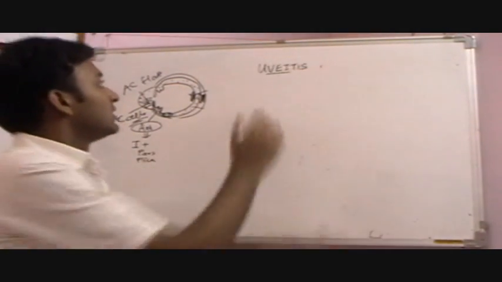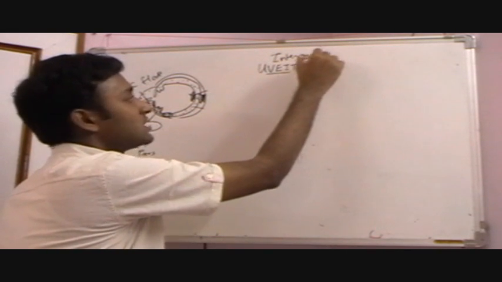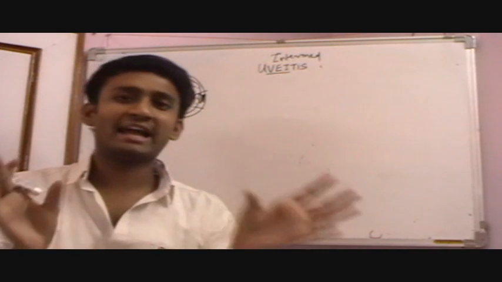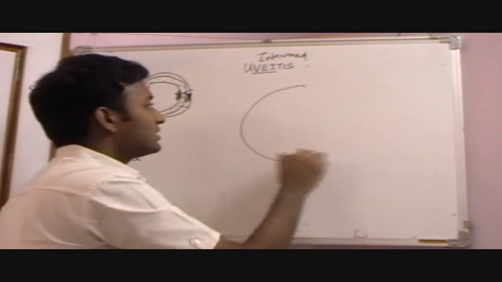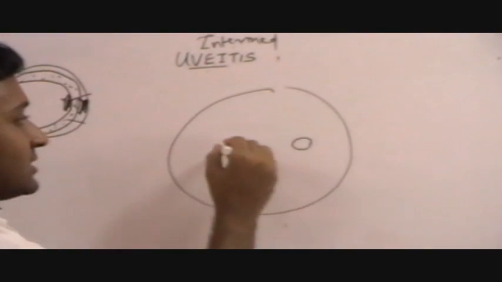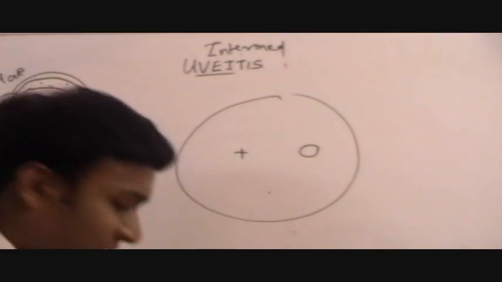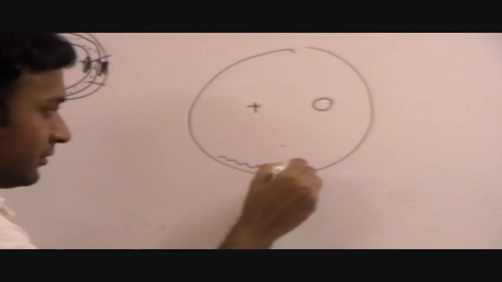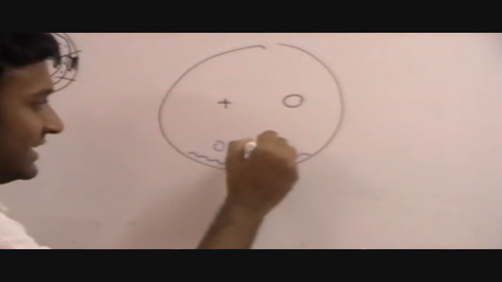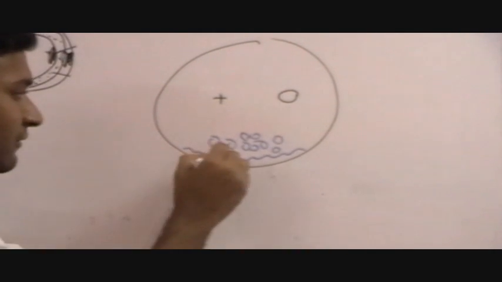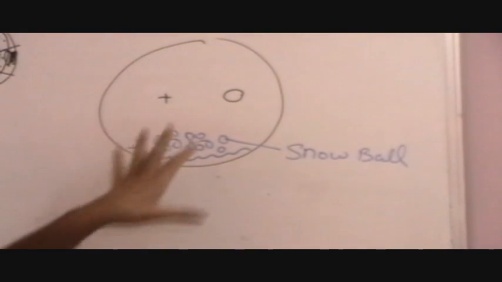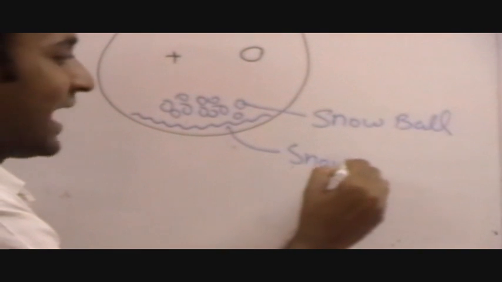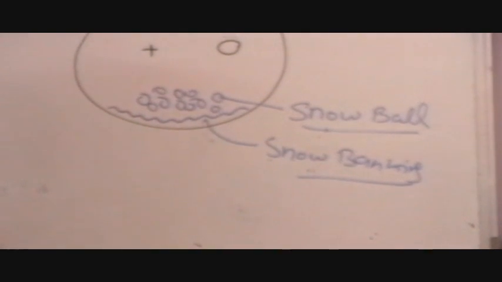Intermediate uveitis is going to involve what? Your pars plana, also part of the vitreous. Hyalitis is the pathognomonic feature of intermediate uveitis. This is the fundus picture. Here is going to be the optic disc. The macula is going to be here. Now I can observe some very important findings here. The exudates from the vitreous will form snowballs. These snowballs will settle down to form snow banking. So snowball and snow banking are two important signs in intermediate uveitis.